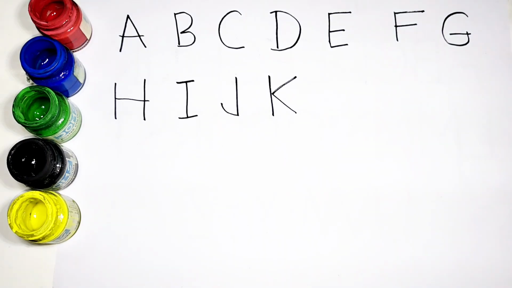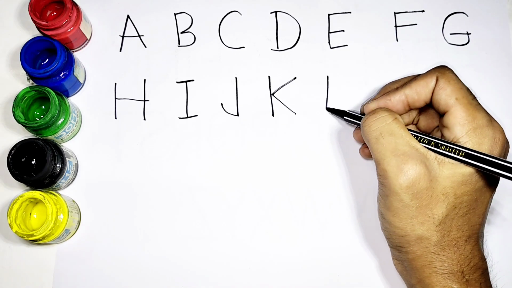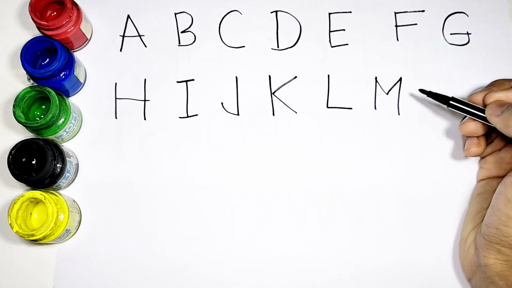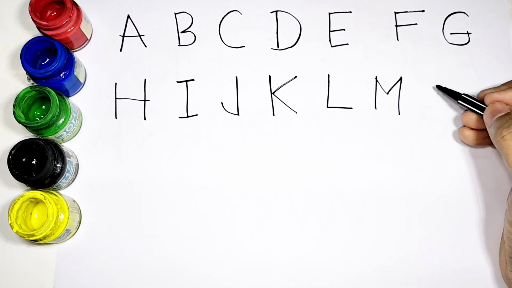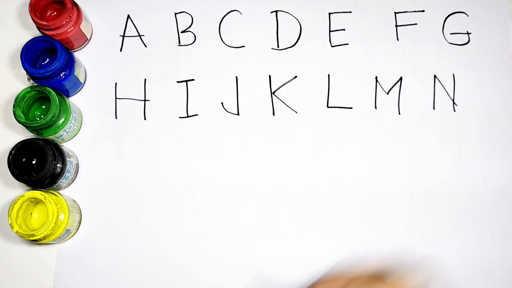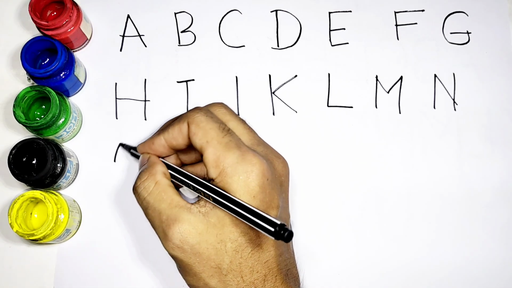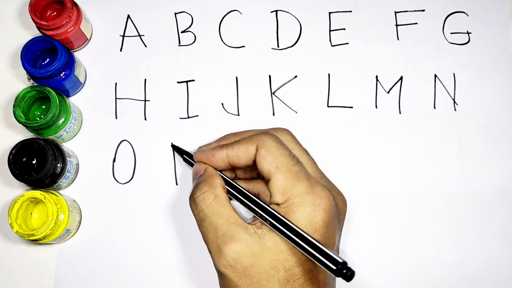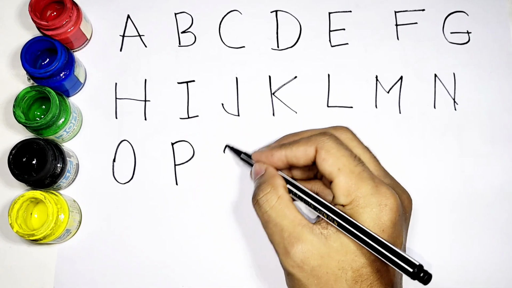L for lion, L for lemon. Kids, now we draw M and the next one is N. N for nose, N for nest. Now we draw O. The next one is P.